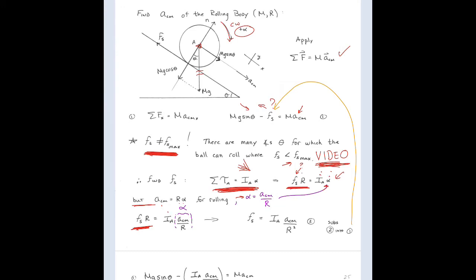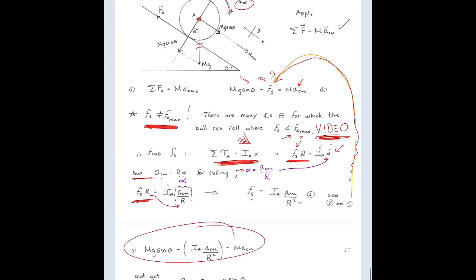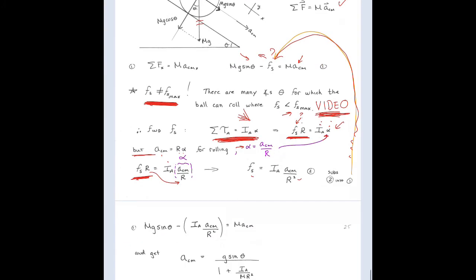And then you've got to be careful in this chapter. Don't cancel the R's. That R comes down and it's squared. Now I can take this static friction and stick it right there in equation number one. So here's equation number one, I just rewrote it right there.